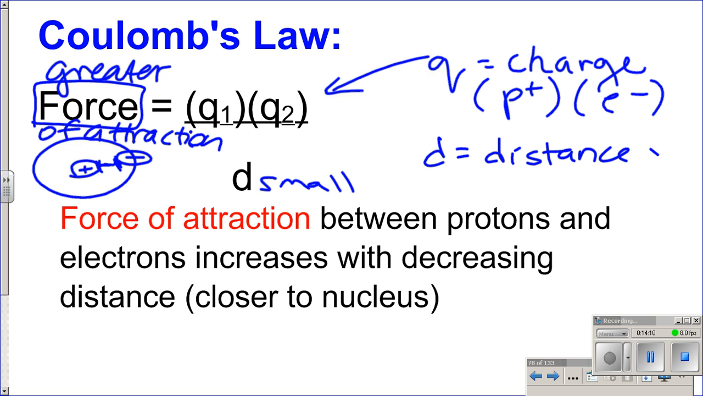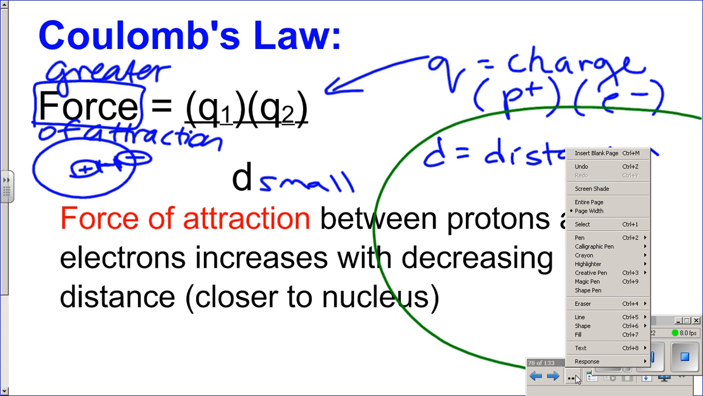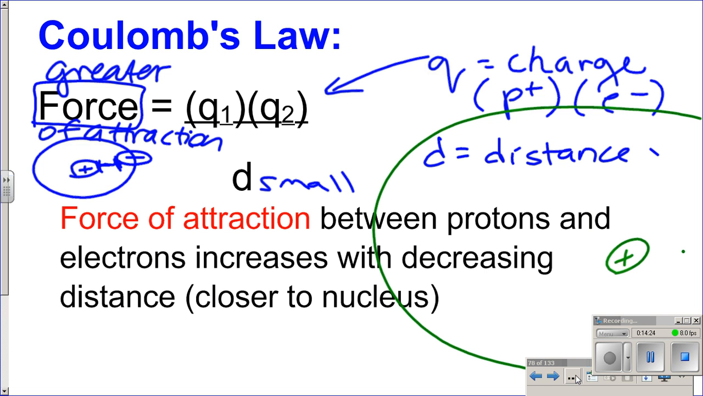And I'm going to do the separate one in a different color here. Let's say I have an atom that is huge, and I have proton nucleus here, electron cloud. Okay, there. So electron cloud is there. It's huge. Here's the electron way out here. The nucleus is here. Their distance is quite large.